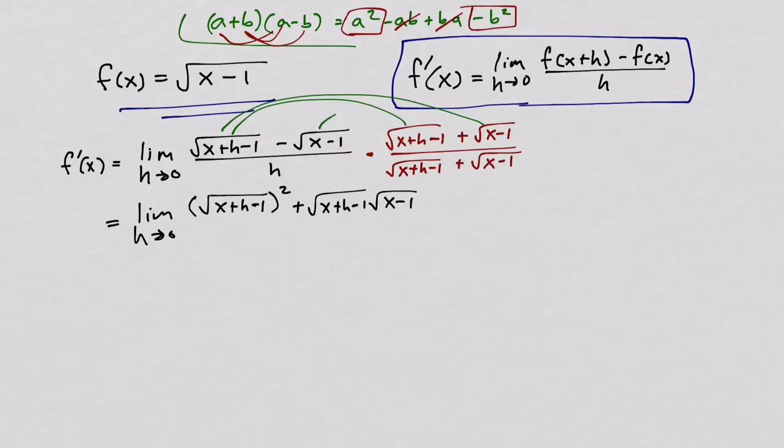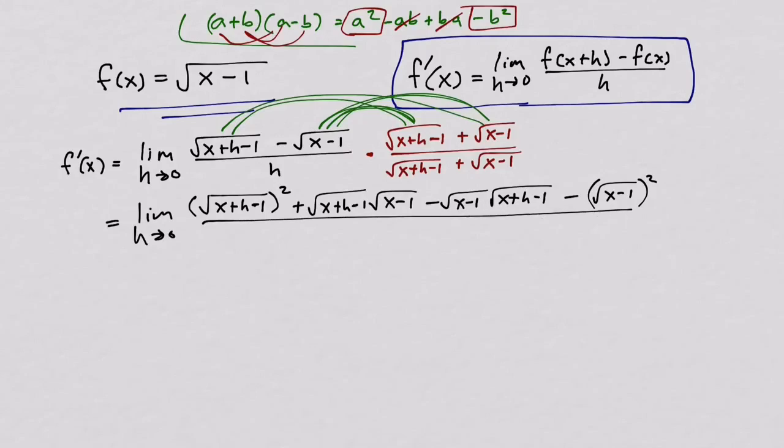And now I'll take these two terms multiplied together, which gives me negative the square root of x minus 1 times the square root of x plus h minus 1. And last up, these two terms multiplied together, which gives us negative square root of x minus 1 squared, because one of them is a positive square root of x minus 1, the other is a negative square root of x minus 1. All of that is over kind of this messy thing. I have h times the square root of x plus h minus 1 plus the square root of x minus 1.